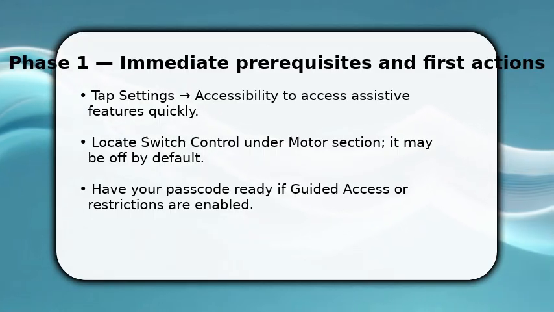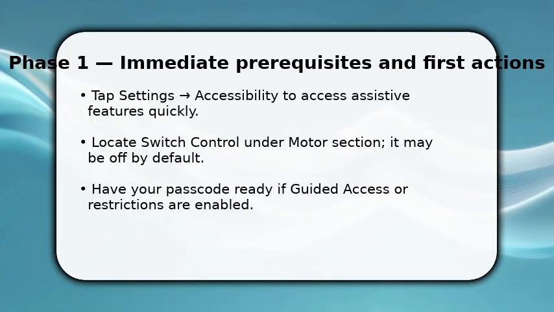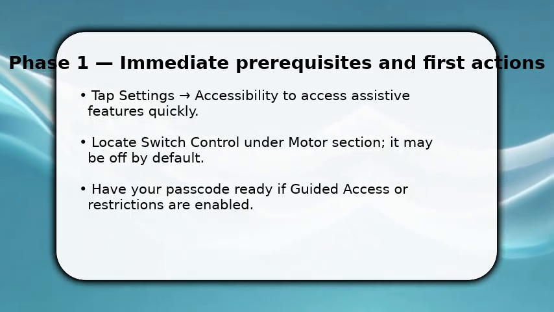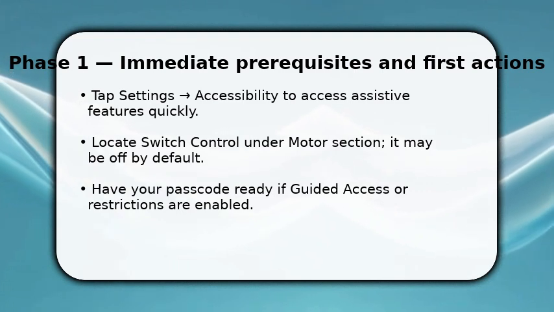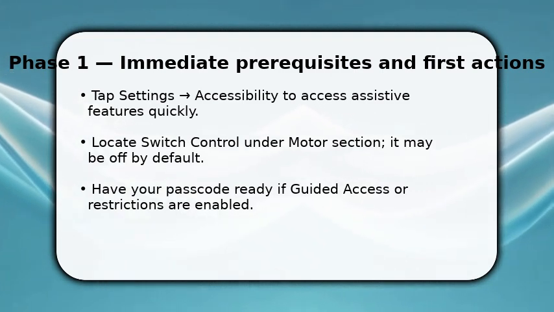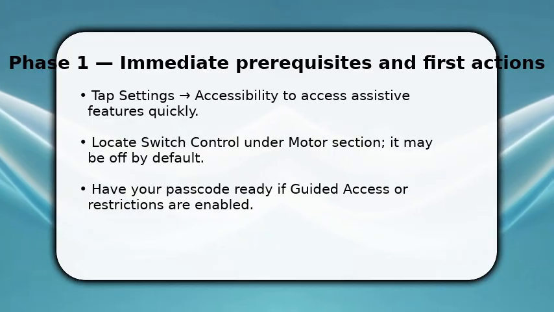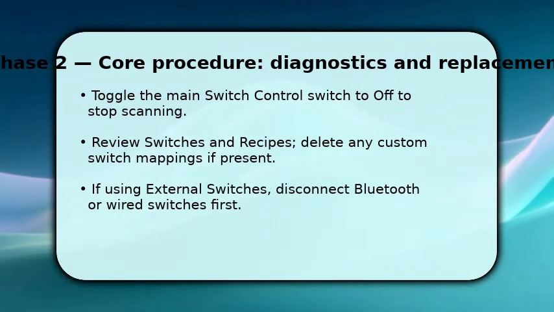If restrictions or a screen time passcode exist, have that code ready now, since you'll need it to change accessibility settings. Now tap the main Switch Control toggle to begin the deactivation process. Once you're in the Switch Control panel, toggle the main switch to off to stop automatic scanning and input remapping.